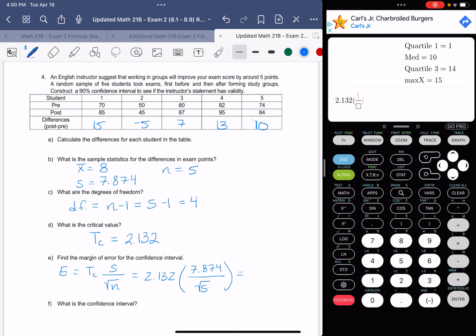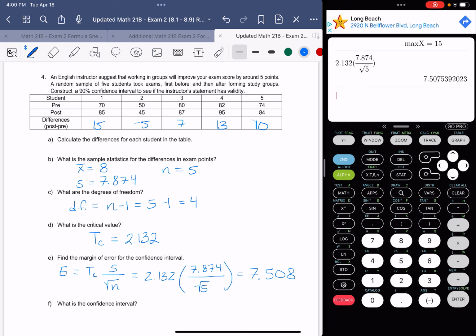There we go. Times 7.874 over the square root of 5. Let's go to 3 decimal places. I had gotten 7.508. Any questions there?